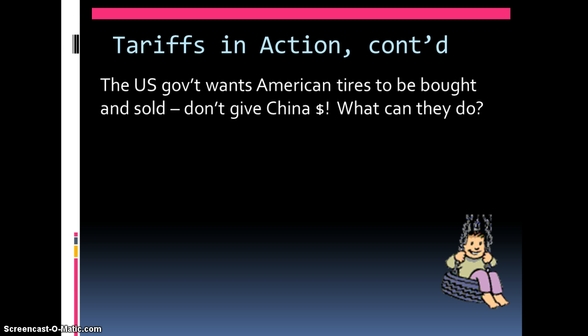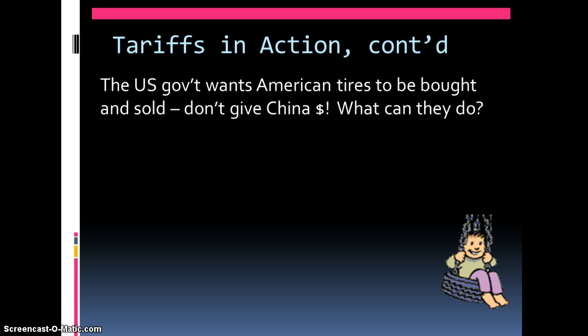The U.S. government wants American tires to be bought and sold. So we don't want to give China that extra money, that business. We want it to go to American companies, American manufacturers, American businesses. What can the government do to stop these Chinese tires from being imported? Ha ha ha, you have thought of it.